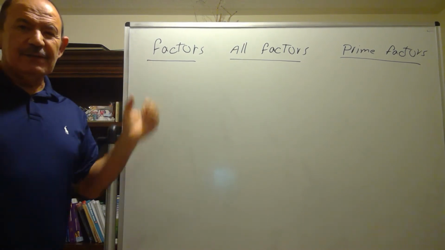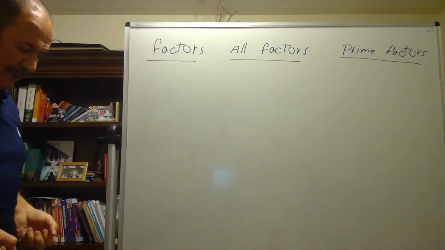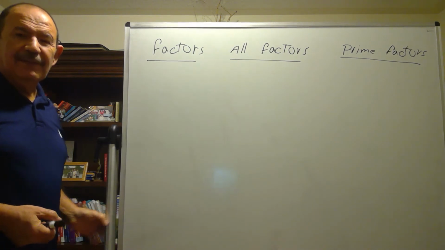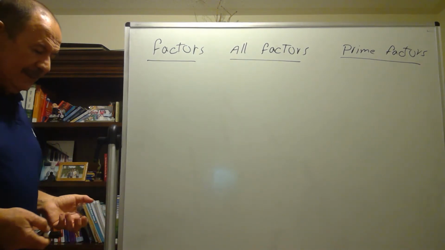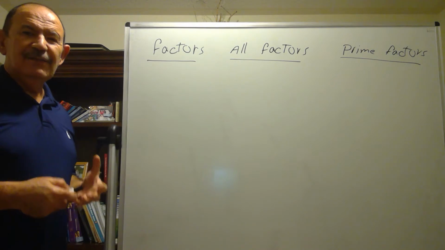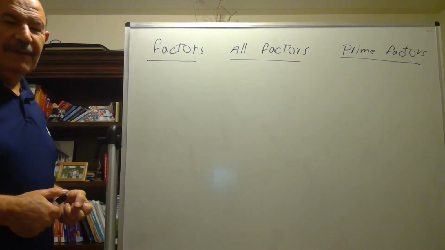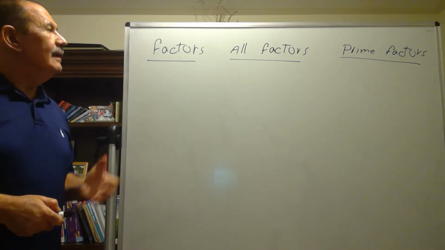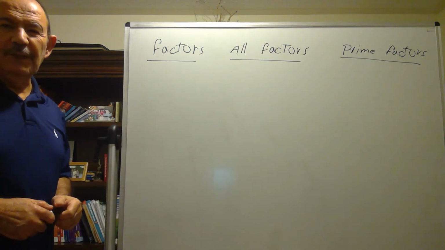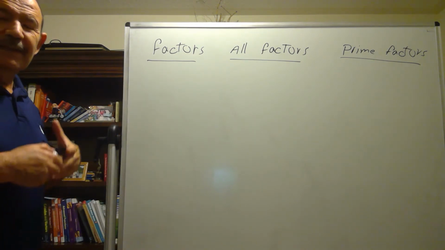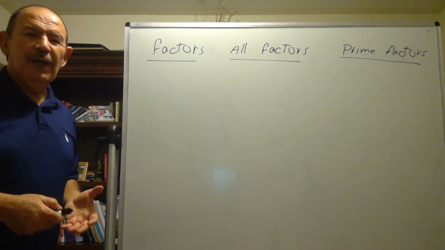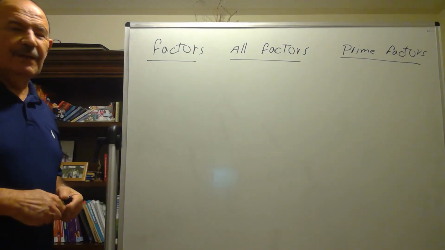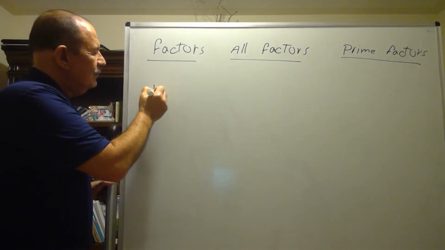What is the definition of the factors? By definition, all the divisors of a number with zero remainder, we call them the factors of a number. As an example, factors of 12.